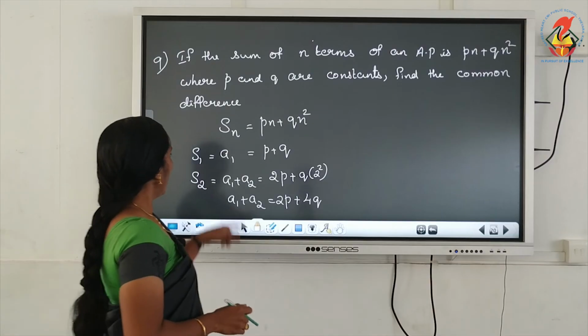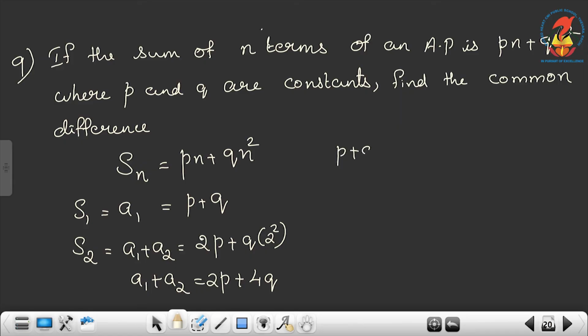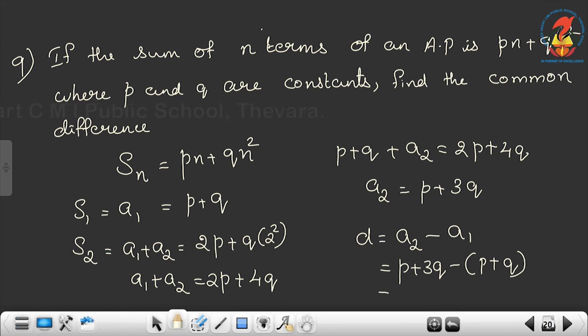Okay. A1 is P plus Q. So we get P plus Q plus A2 is equal to 2P plus 4Q. So what is A2? 2P minus P is P. 4Q minus Q is 3Q. Then what is D? A2 minus A1. So P plus 3Q minus P plus Q. P cancel. So it is 2Q. 2Q is the common difference.